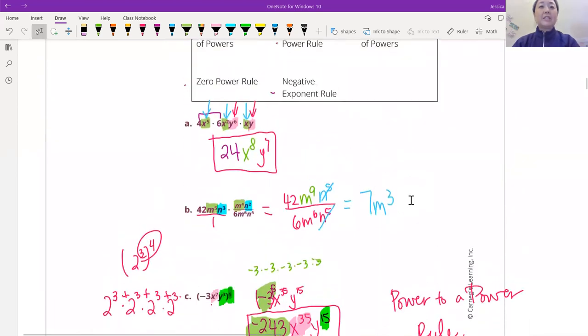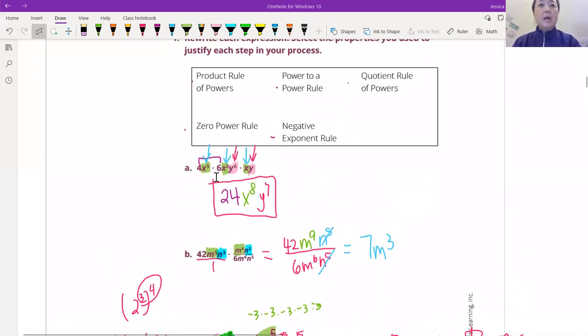Looking at all these, I try to color coordinate these. Again, if you did not do these problems in class or you were not in class today, make sure you try to do them without me, because technically you should. And then you can listen to the explanation.